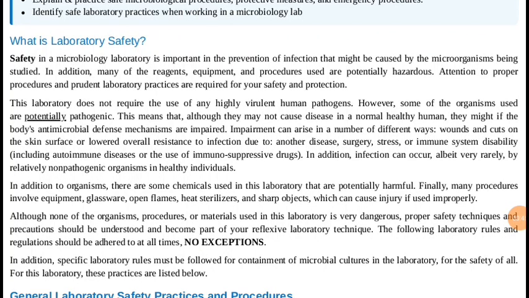Welcome to today's lab. Today we'll be talking about laboratory safety in the microbiology lab.